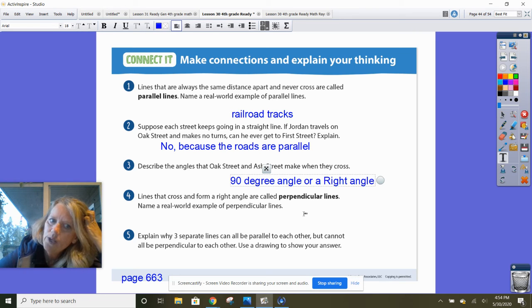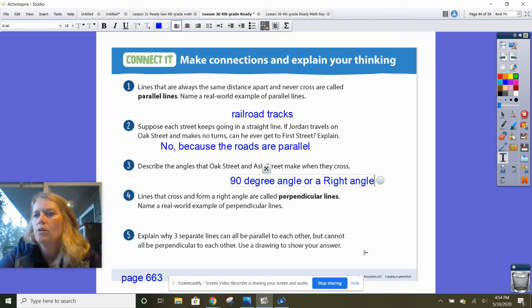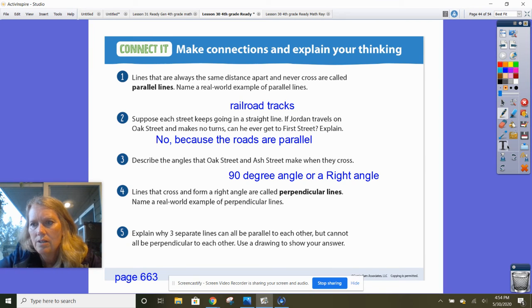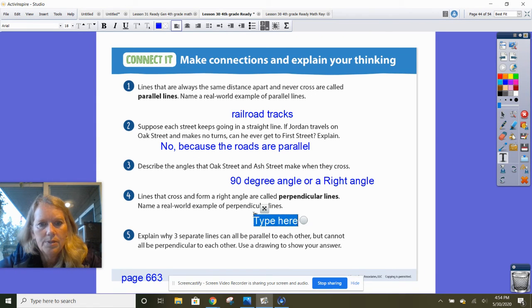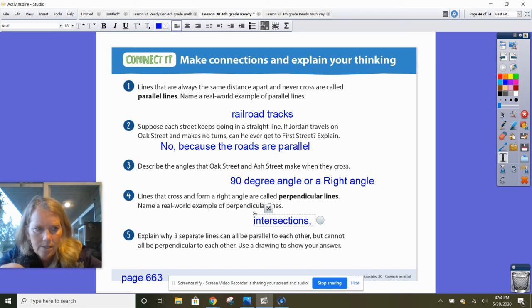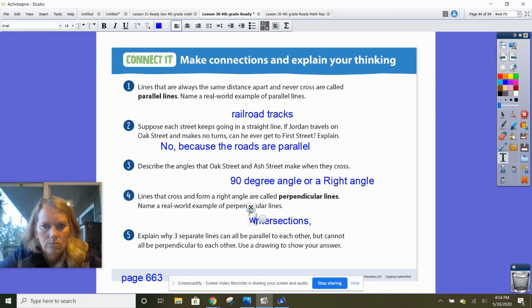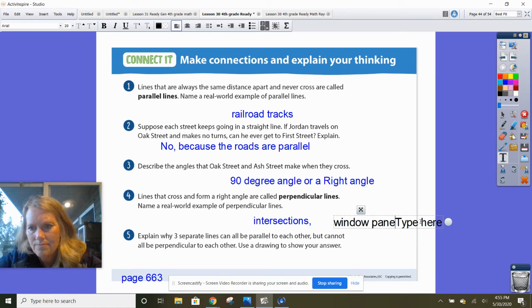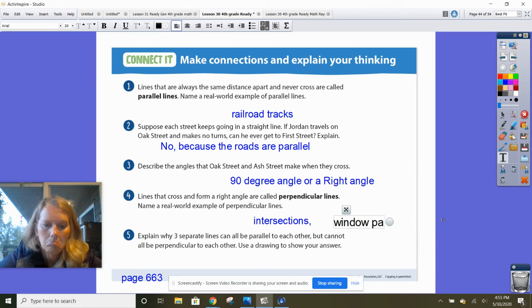Name a real world example. What in the real world has perpendicular lines? Well, we've got the intersections. Other times, window panes, right? A window pane can have perpendicular lines. Lots of places. Add your examples for perpendicular lines.